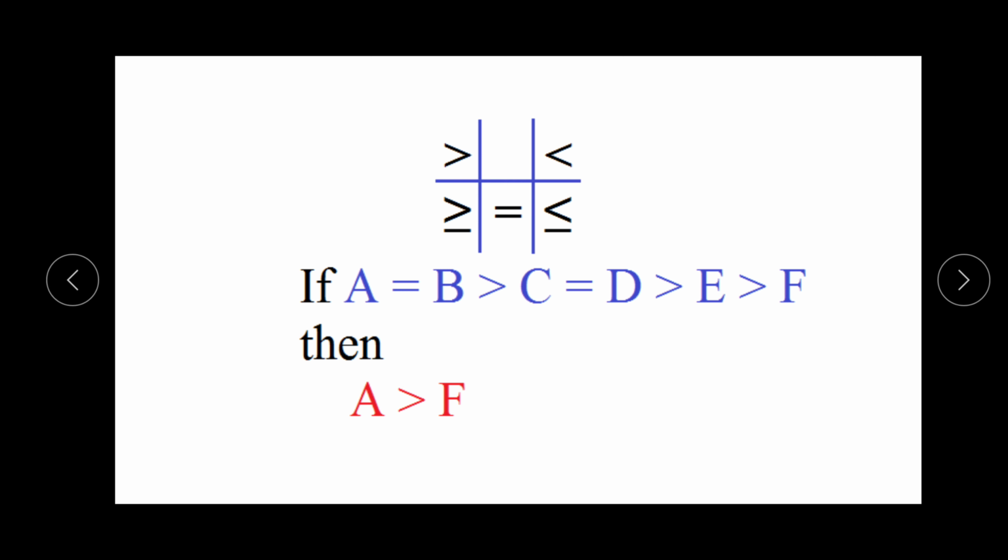When we combine inequalities with an equal to sign, the greater than sign will follow, so D is greater than F. But if we are finding the relation between C and D, only then will we use the equal to sign.